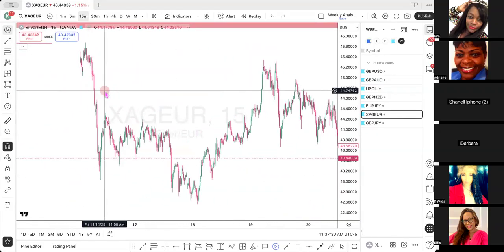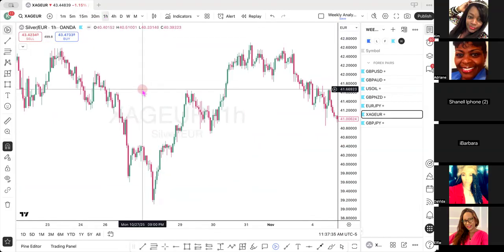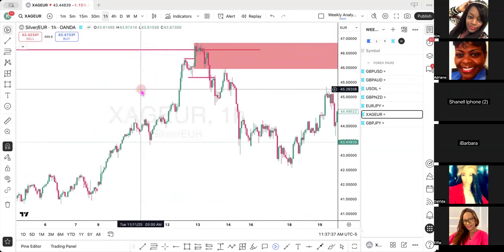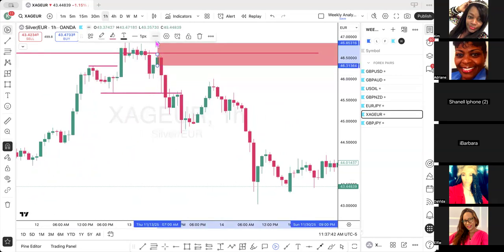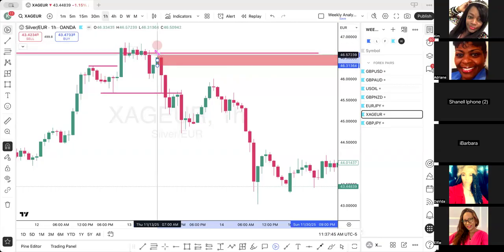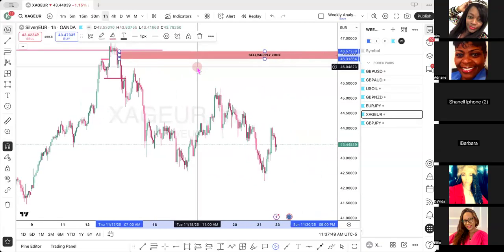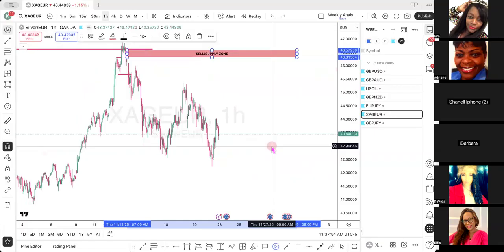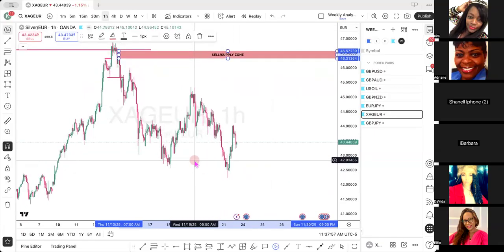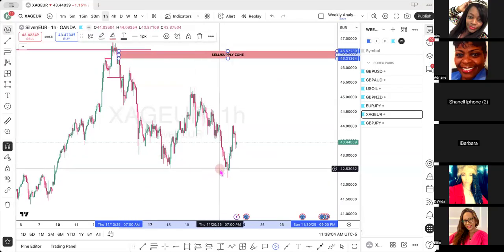On the 15 minute, or let me do 1 hour. Yeah, see, I would want price to come back to this supply zone. Of course, this is the swing high, so I would want price to come back to this zone before selling. As you can see, there was a shift and then price pulled back, took out the low.